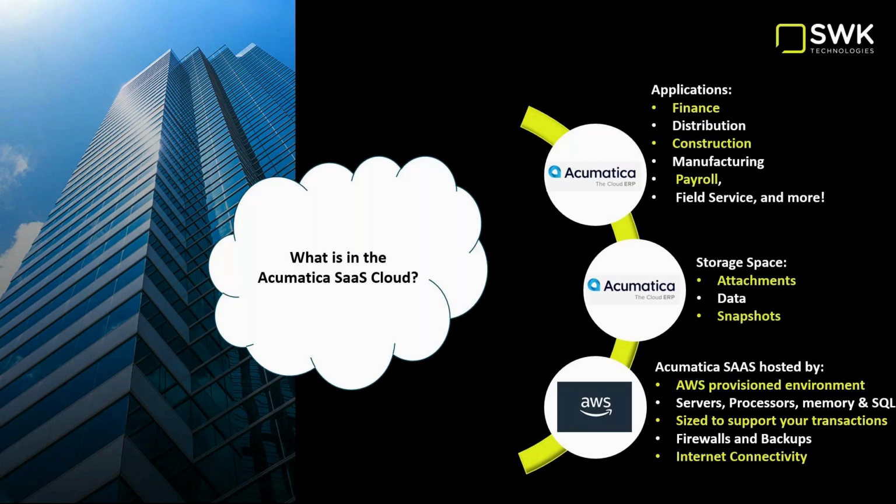Servers, processors, memory, SQL Server, and it's all sized to support your transactions. Of course, there's all the infrastructure of firewalls and backups and internet connectivity. So this is what makes up your SaaS subscription. Of course, if you're PCS, you have to provision all of those things in AWS yourself. You can put it anywhere you'd like, on your own server or otherwise, but that's a burden for your organization. So Acumatica needs to provision the right environment for your needs, and improving this is a key component of the new license model.